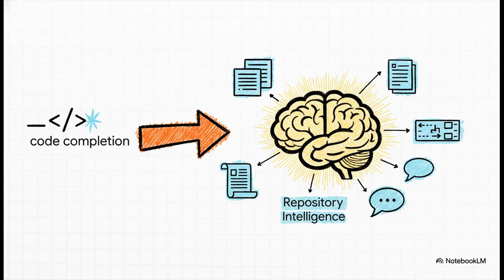And this leap forward, it's not just some minor update. It's a fundamental shift in architecture. We're moving way past simple code suggestions and into this really powerful new idea called repository intelligence. And if you want to understand the whole Azure DevOps versus GitHub thing, you have to understand this concept.